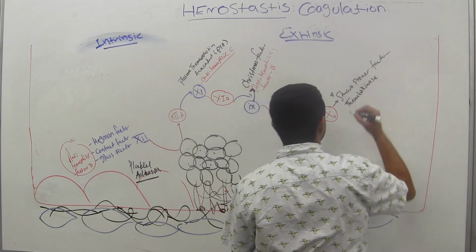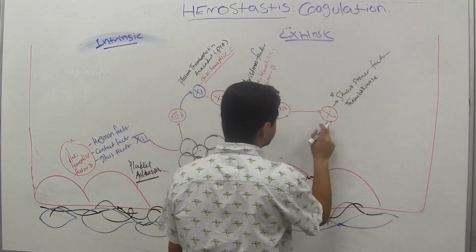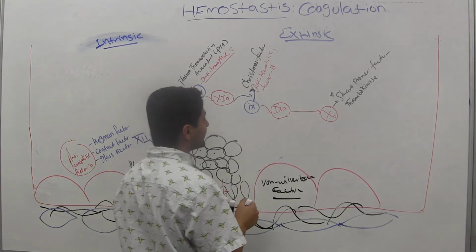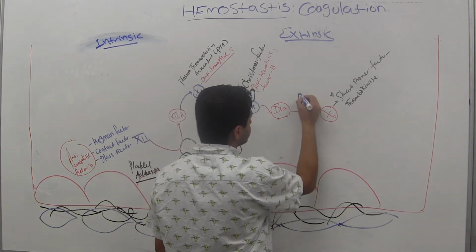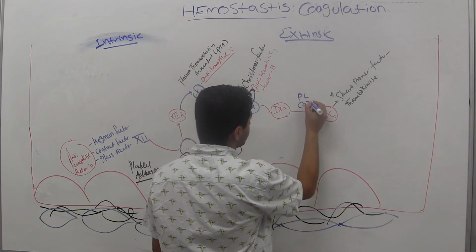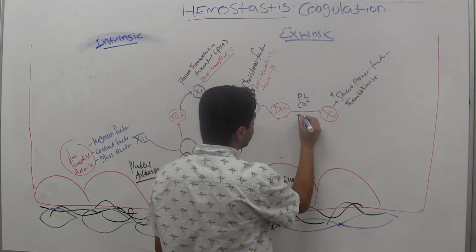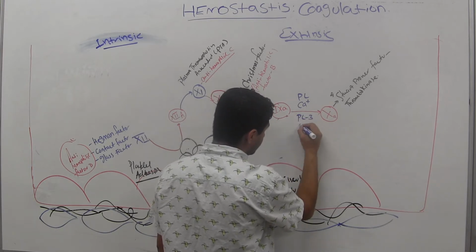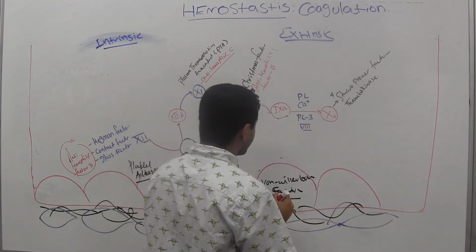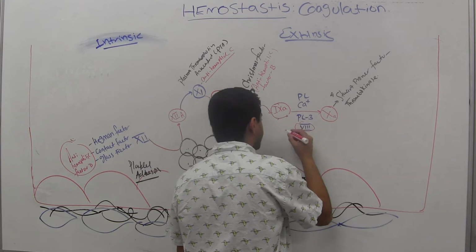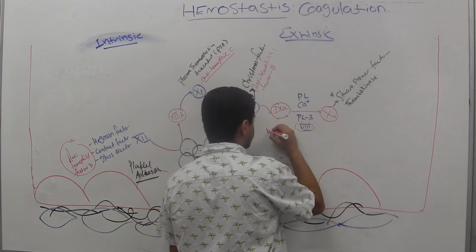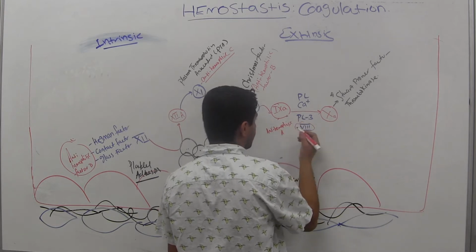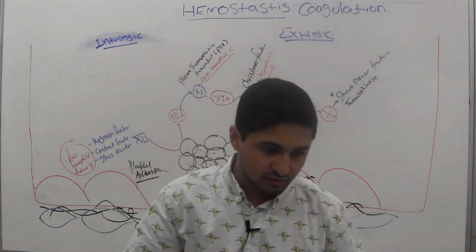Now, whenever factor number 9 wants to activate factor 10, they require certain things. This is a very, very important concept. They require calcium, and you need to be on the phospholipid surface, because this is happening on the phospholipid surface. They also require platelet derived factor 3, and obviously they require factor number 8. And what is factor number 8? Factor 8 is a very, very important enzyme. We can call it anti-hemophilic factor A. Or there is another name given for factor number 8, which is also going to be what?